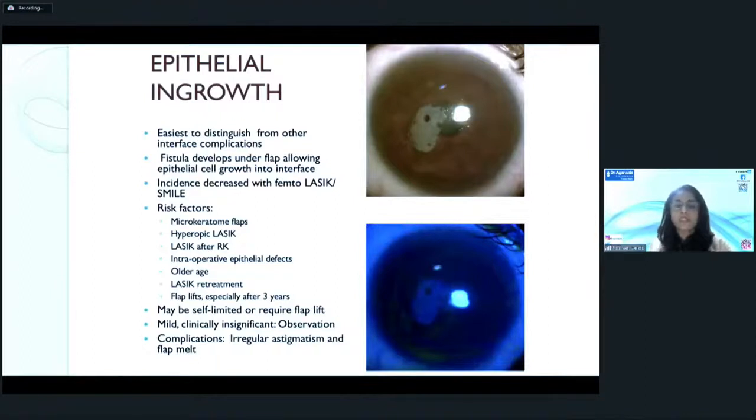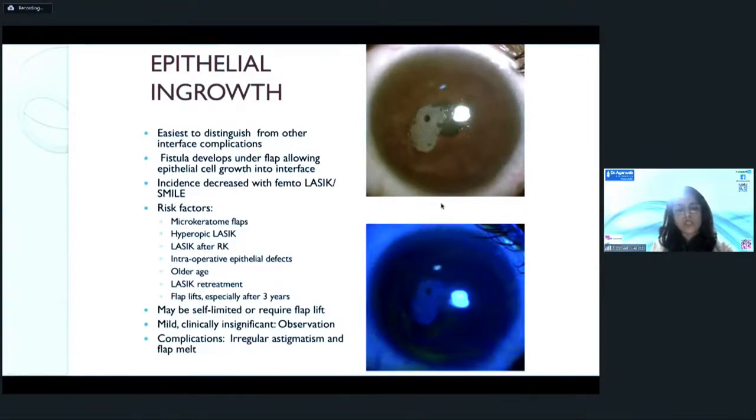The risk factors, as I just said, microkeratome flaps. Another risk factor is hyperopic LASIK after radial keratotomy, and a common one is intraoperative epithelial defects. Flap lifts for enhancements or any other purpose are also major causes. So that's another very important causative factor. You may have mild, clinically insignificant epithelial ingrowths, which are defined as those that are within 1 to 2 millimeters of the flap edge.